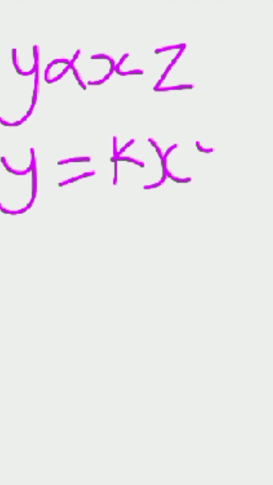Okay, now let's look at how to convert it to an equation. To convert to an equation, you remove this variation sign. How do you remove it? By introducing a constant k. You write y is equal to k times x times z. So the k is the constant that makes this an equation.